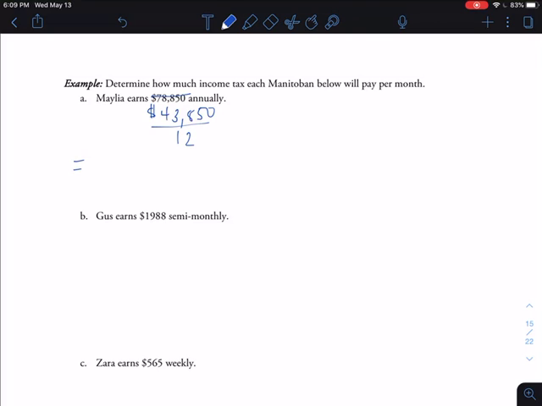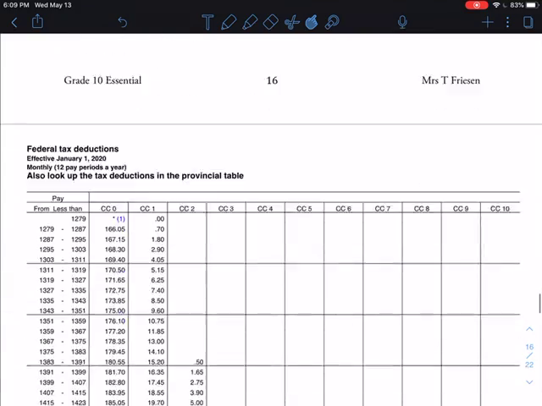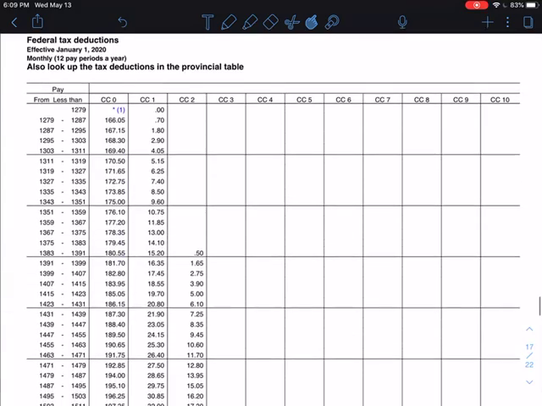Okay, so 431,850 divided by 12 is going to give me, let's see, how much per month? $3,654.17 per month. Okay, so now we're going to go find our federal tax. You don't have to write federal out the whole time. I'm not going to, okay? And provincial, same thing. So let's go find those. Okay, this is now our new number to remember, $3,654.